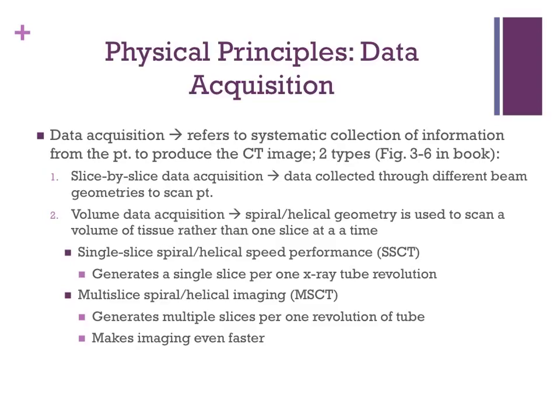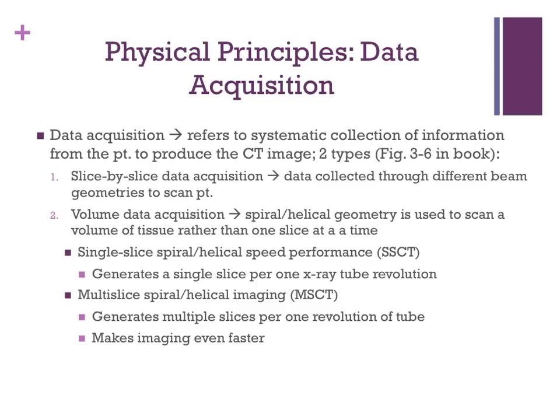In volume data acquisition, special beam geometry called spiral or helical geometry is used to scan a volume of tissue rather than one slice at a time. So with this type of acquisition, the tube rotates around the patient and traces a spiral or helical path to scan an entire volume of tissue while the patient holds a single breath.